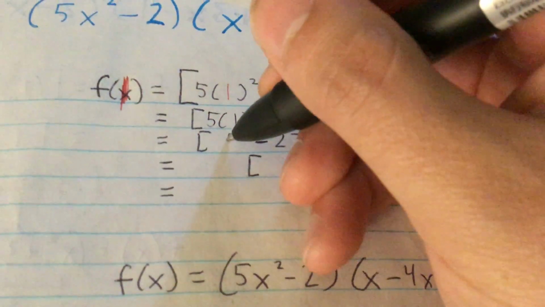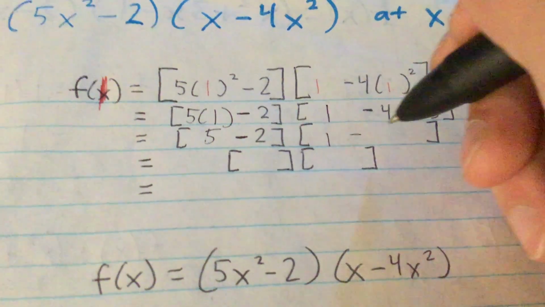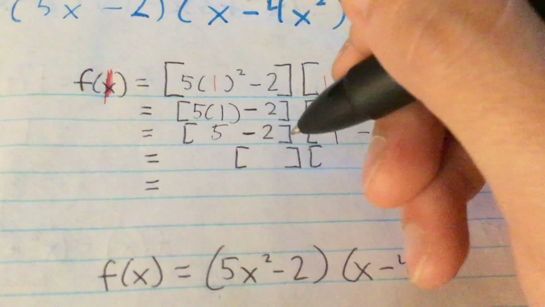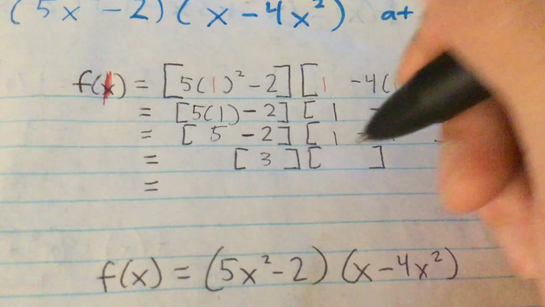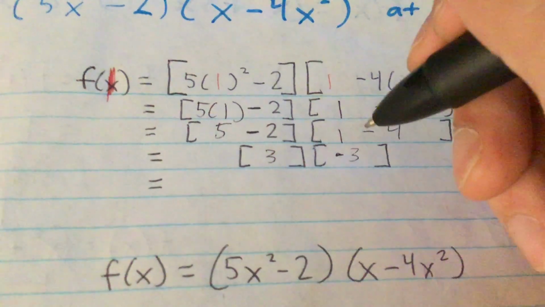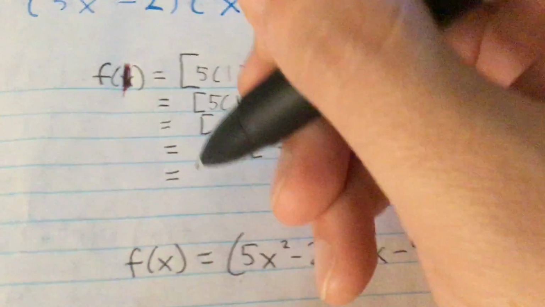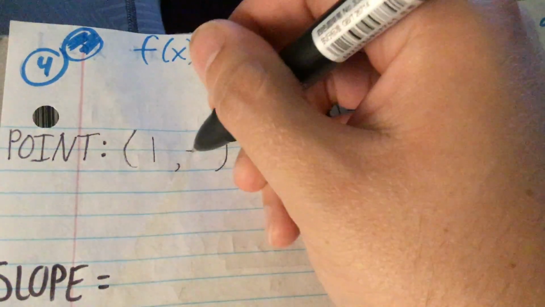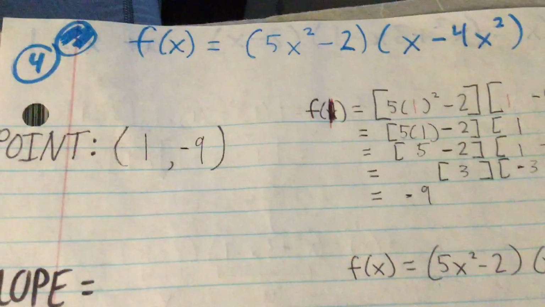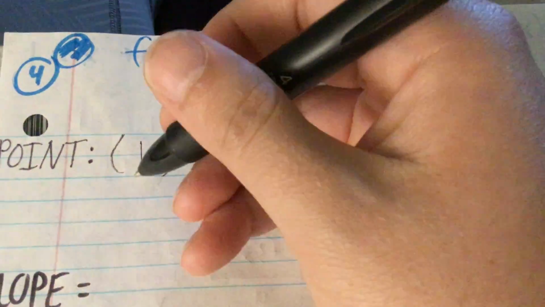So 5 times 1 is 5. 1 minus 4 times 1, which is 4. So 5 minus 2 is 3, and 1 minus 4 is negative 3. So therefore, when x is equal to 1, y is equal to negative 9. Therefore, the point on this curve at x equals 1 is located at x equals 1, y equals negative 9. And that is our x1, y1.